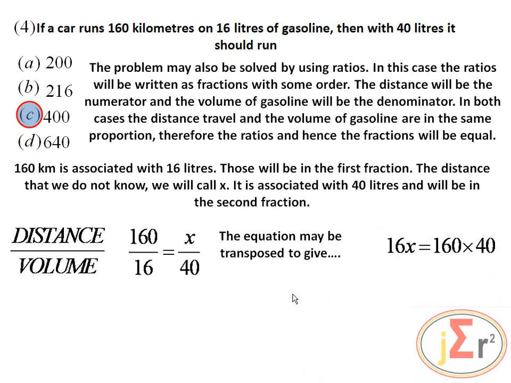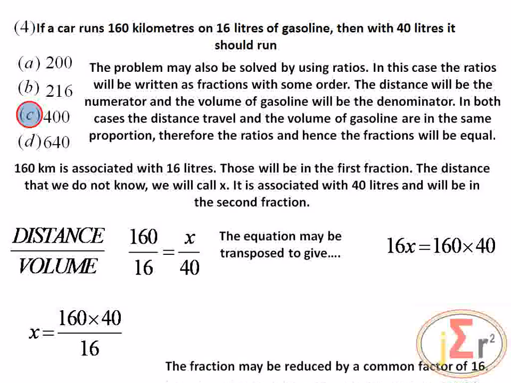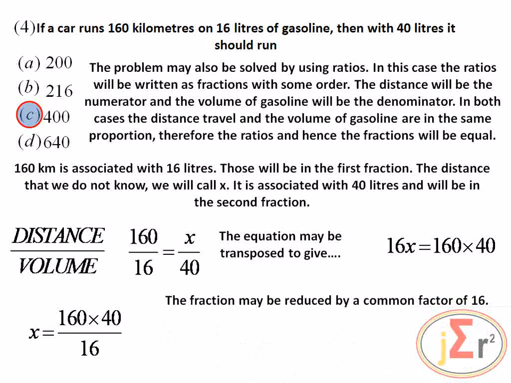When we transpose, we may have 16x is equal to 160 multiplied by 40. And we may continue to transpose that equation. We get 160 times 40 over 16. The fraction may be reduced by a common factor of 16. We are multiplying by 16 here, so we divide by 16 on the other side. That is what we have right here.